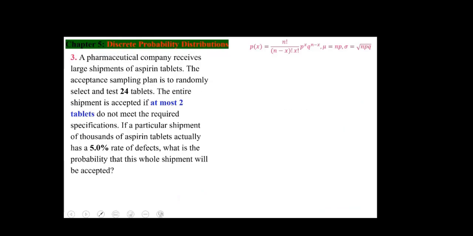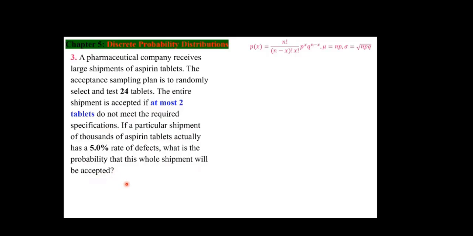A pharmaceutical company receives large shipments of aspirin tablets. This is called the concept of quality control. The acceptance sampling plan is to randomly select and test 24 tablets. So we have a huge shipment, and we randomly select 24 of them. The entire shipment is accepted if at most 2 tablets do not meet the required specs. If a particular shipment of thousands of aspirin tablets actually has a 5% rate of defects, what is the probability that this whole shipment will be accepted?